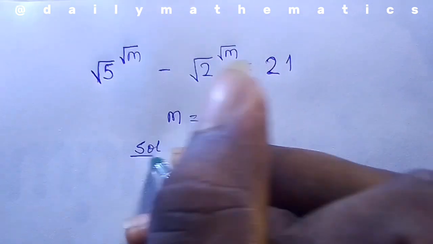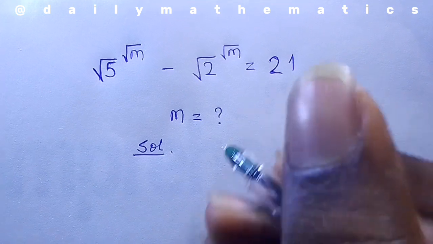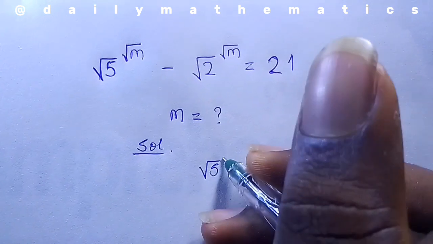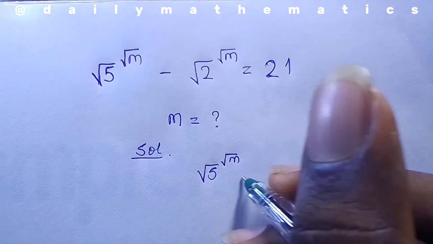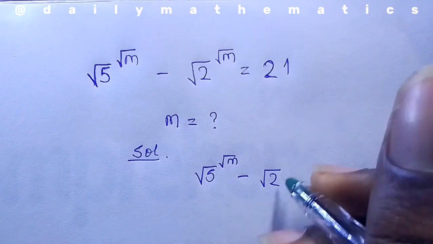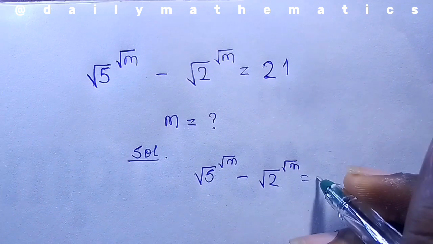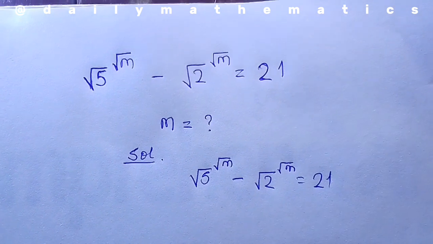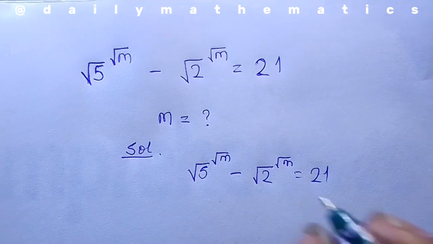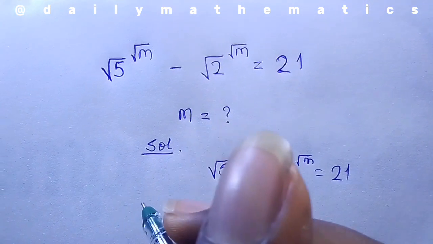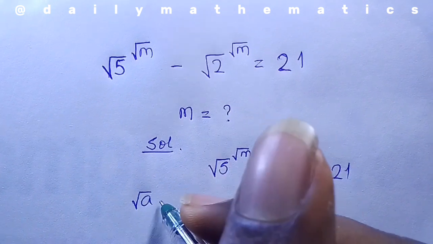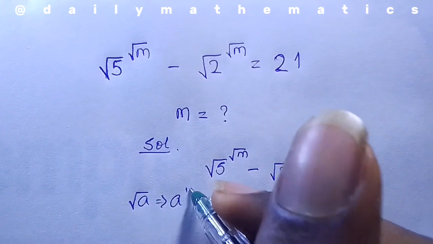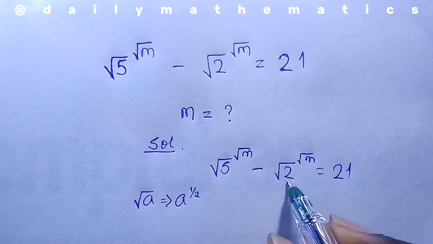Solution. So we have the question, square root of 5, so let's rewrite it. Square root of 5 raised to the power of root m minus square root of 2 raised to the power of root m equals 21. Now the first approach I'm going to take is using our law of exponents. When we have square root of a, it becomes a raised to the power of 1 over 2. We're going to do it for these numbers here.